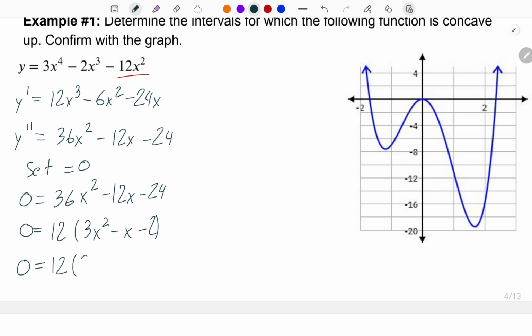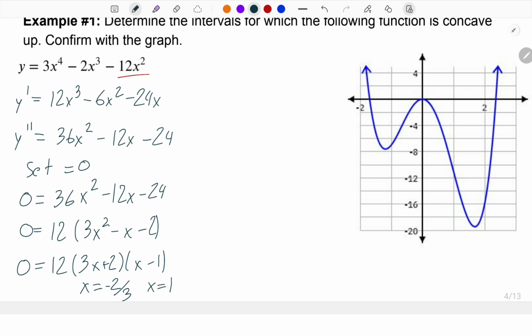Life works out a lot easier now, because now it's going to be 3x and x. We're going to have 2's at the end, so we're probably going to have a 2 here and a 1 there. This one's going to be a plus sign. That one's going to be a minus sign. There we go. 3x plus 2, x minus 1. So we have a 0 of negative 2/3 and x equal to 1.